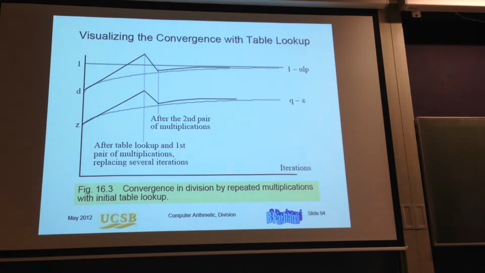Let's say, if I want to compute 64 bits, and I have a lookup table which is giving me 16 bits of precision, then in 2 iterations, I'm done. Then it's getting very effective.